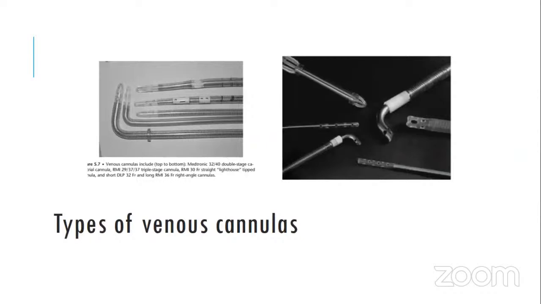So we have different types of venous cannula. For atrial, we have number one, ball and socket, and two-stage single venous cannula. For peripheral, we have femoral and bicaval cannulas.